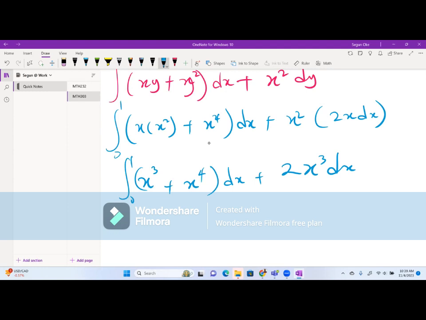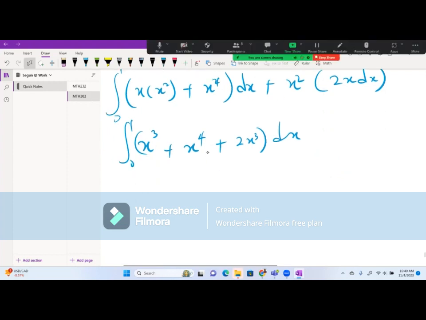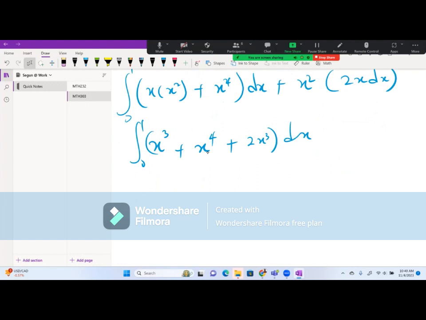Now we can merge everything together because they are all with the x now. Let me just remove this one. So what do we have at the end of the day? You can integrate this one. What do you have when you integrate? Anybody?